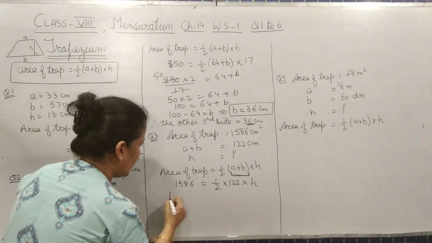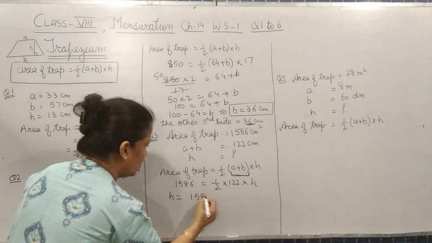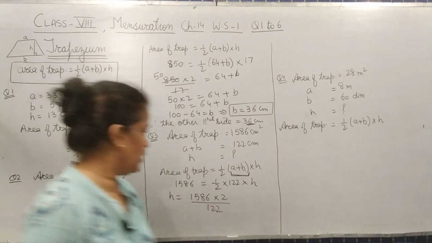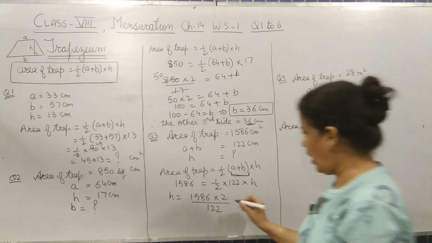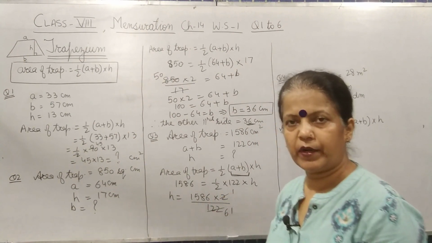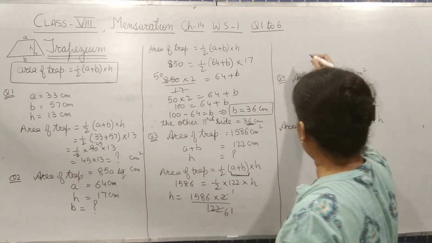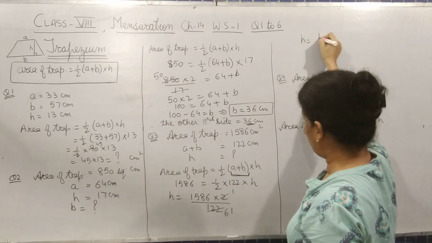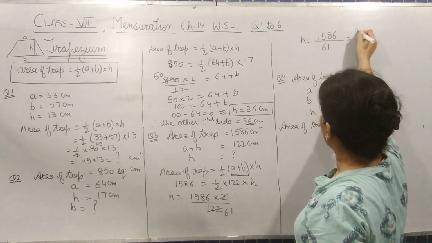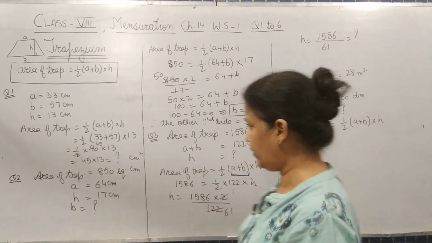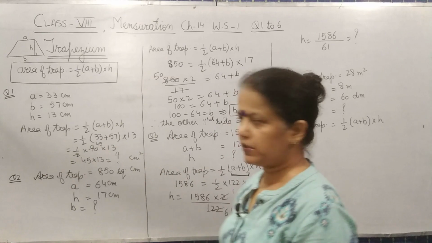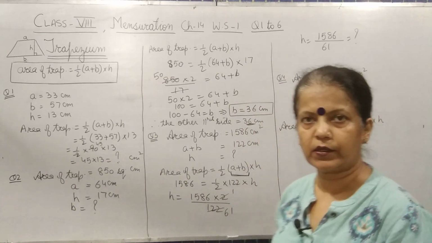Now you have to find out H. So H, how will you take it? H equals cross multiply, 2 upon 122. Okay. Now cancel the terms. After cancelling the terms, you will solve 1586 upon 61 to get the value of H. Solving this you will get the value of H, and then at the end you will write it: therefore, the distance between the two parallel sides is whatever answer you get.